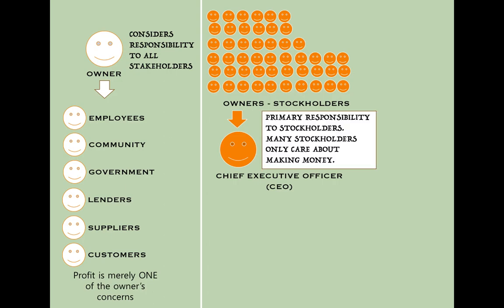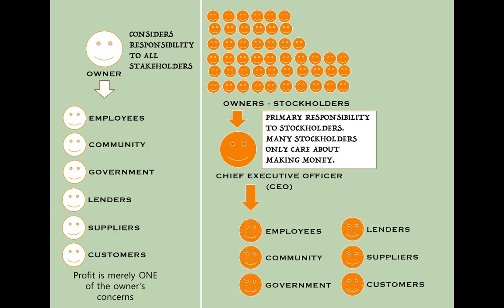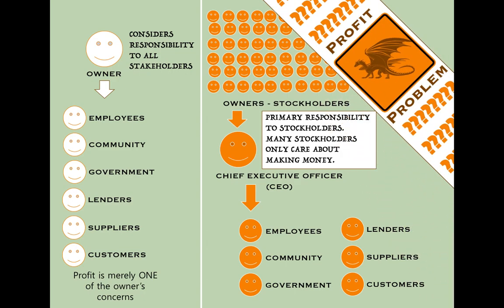Now, his or her primary responsibility is to the stockholders. And many stockholders, unfortunately, only care about making money. They're only concerned with owning the stock is making money. And so even though the chief executive officer has responsibilities to all of these other groups, okay, if the company is focused primarily or only on the profits and earning as much profit as possible so that it can please the stockholders, then we have a profit problem here.